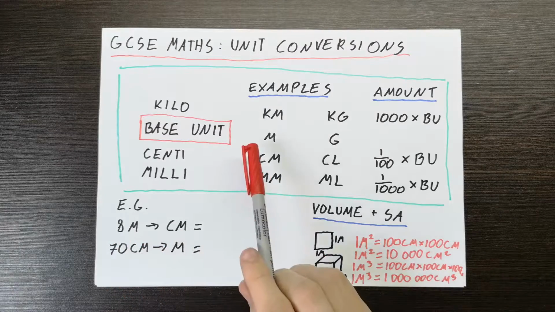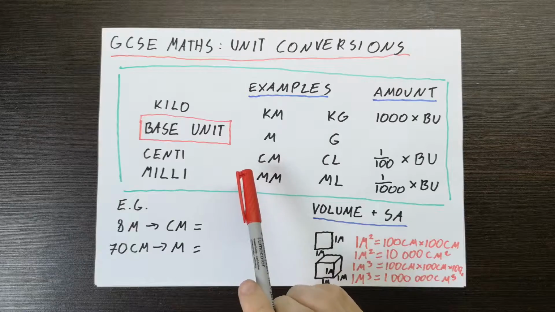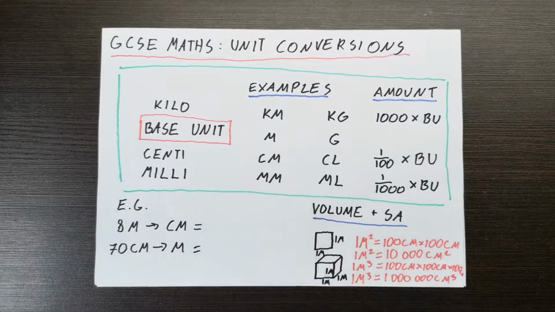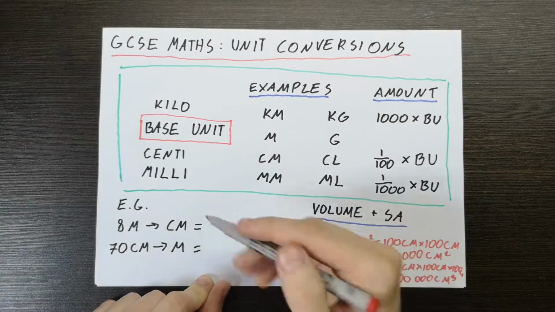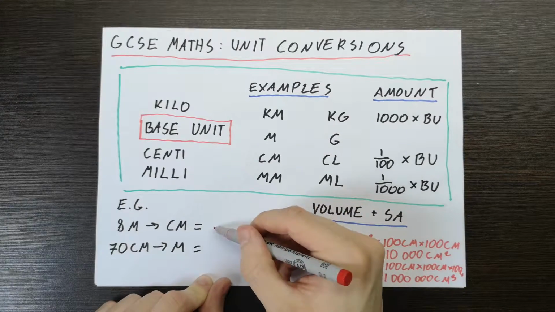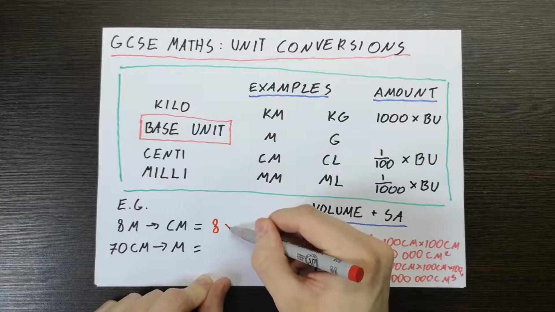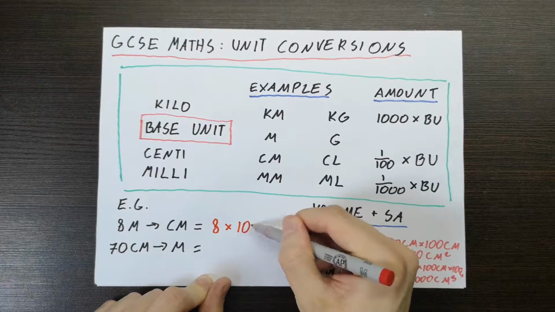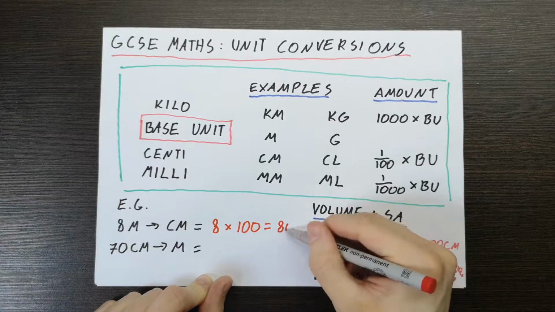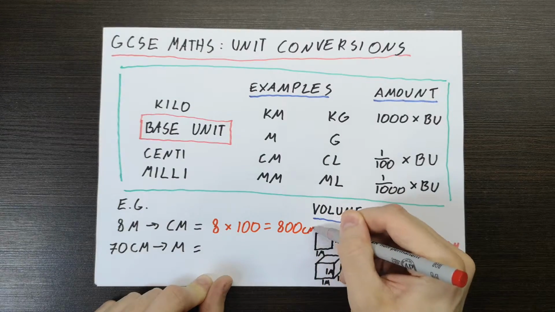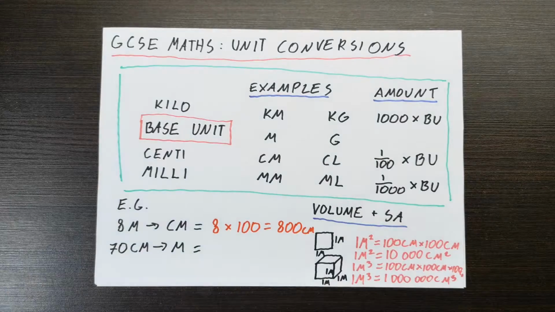Meters to centimeters. 1 meter is equal to 100 centimeters. Here we have 8 meters. So we have to multiply this by 8. So 8 times 100 will give us 800 centimeters. There we go. We converted that.